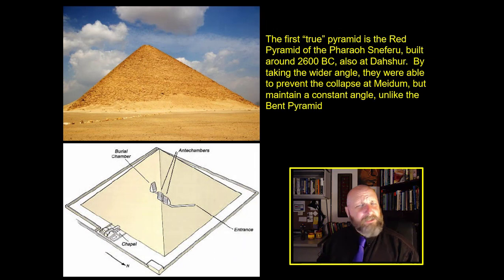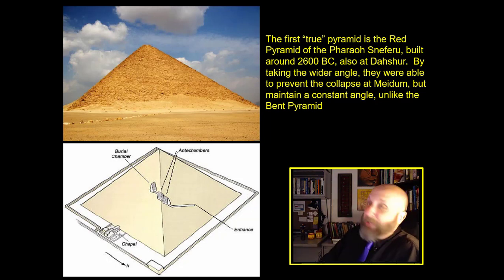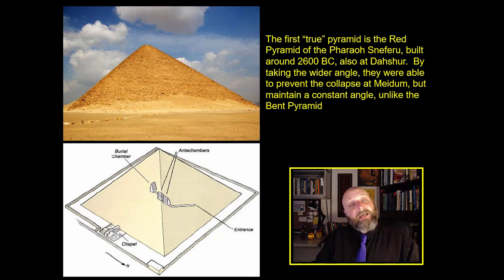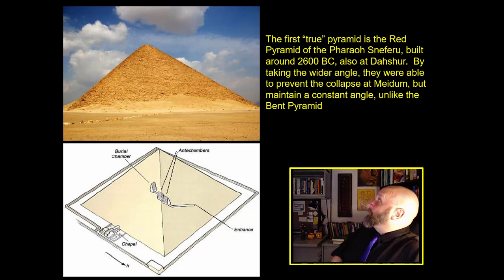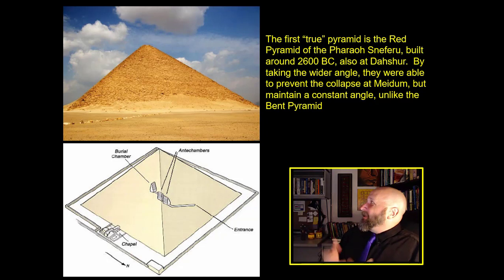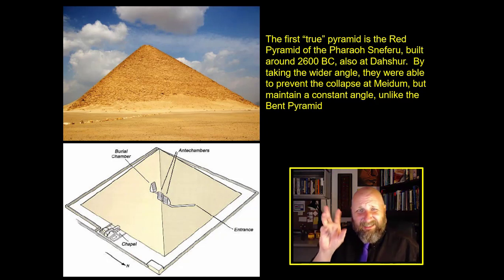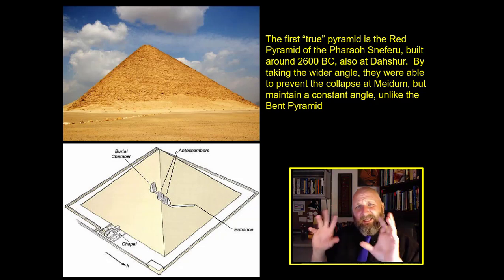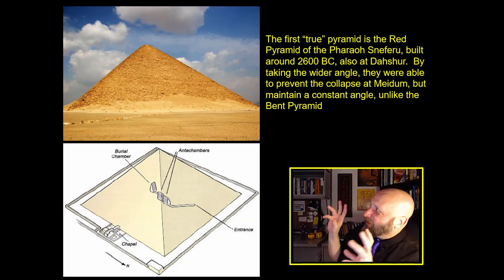But Snefru is on his 3rd pyramid, and they eventually decide on the first true pyramid, and this is going to be the red pyramid at Dashur. Again, built around 2600 for the pharaoh Snefru. This is the first really true pyramid. It's called the red pyramid because, supposedly when the sun hits it at a certain time of day, it gets this orange-red look to it.